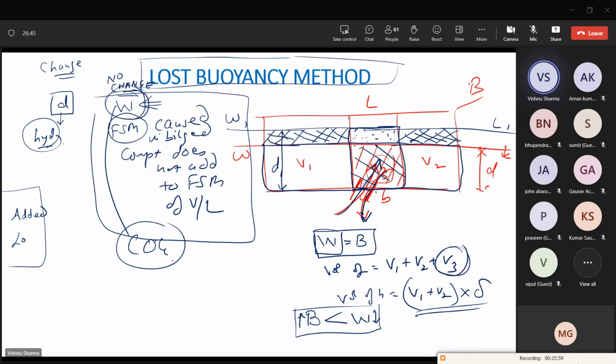And if the center of gravity does not change, your KG does not change, your LCG does not change, your COG with respect to the center line does not change. And secondly, the free surface in the compartment, if created, will not add to your free surface under the lost buoyancy method. So guys, if you have to write a short note on the lost buoyancy method and the added weight method, would you be able to write and close it out, or do you have any questions?